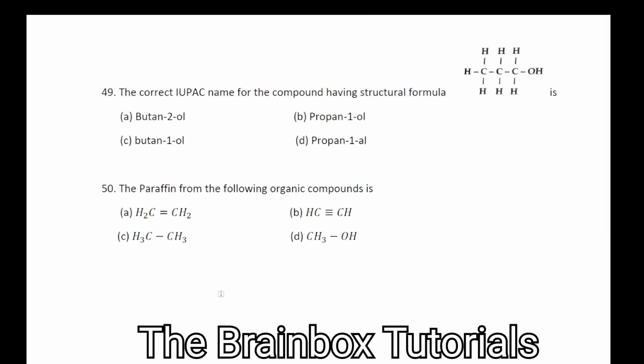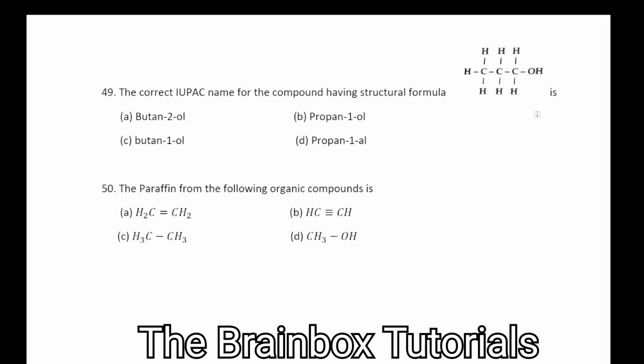Now moving on to number 49. The correct IUPAC name for the compound having this structural formula is: butan-2-ol, propan-1-ol, butan-1-ol, propan-1-ol. Okay, fine. So now if we carefully look at the structural formula here, how many carbons can we see? 3. That means it is propan something. So A and C are eliminated. Now between B and D, one is propan-1-ol, another one is propan-1-ol.